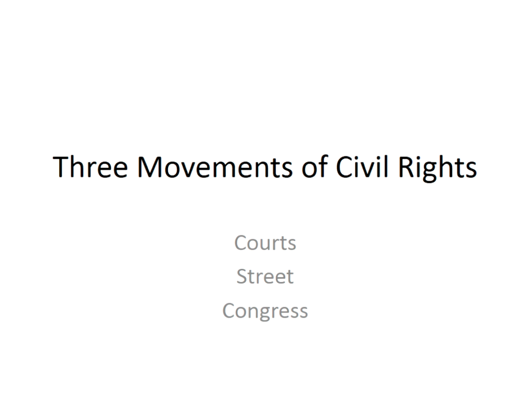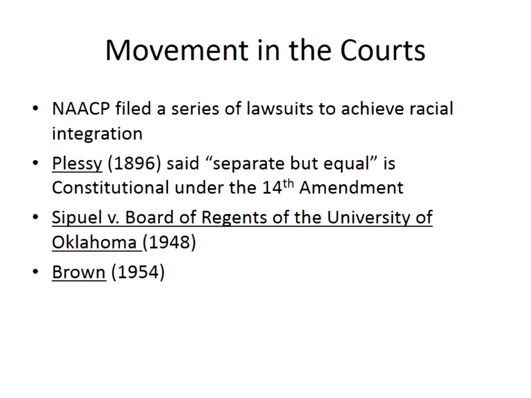Okay, three movements of civil rights. The movement of the court starts with the NAACP filing lawsuits to try to achieve integration. You have to understand the Plessy case to understand what's going on in these other cases. So Plessy says separate but equal is constitutional under the 14th Amendment. Therefore, we can have Jim Crow. There can be separate trains for blacks and whites. You can have segregated eating facilities. Everything is segregated by race.